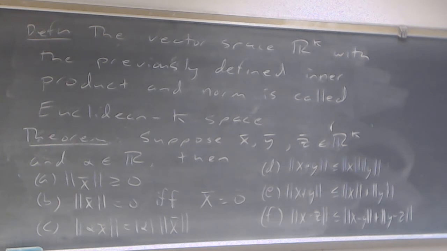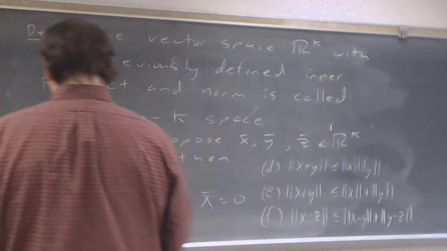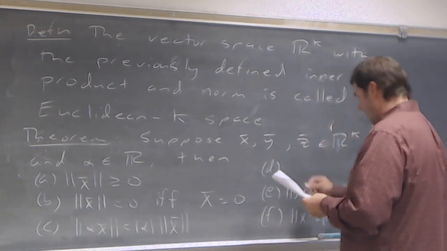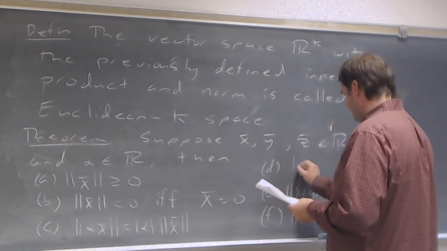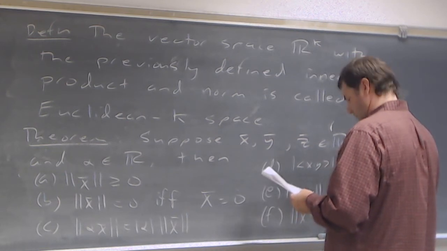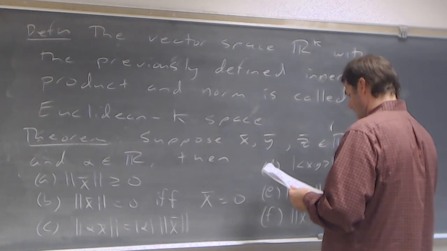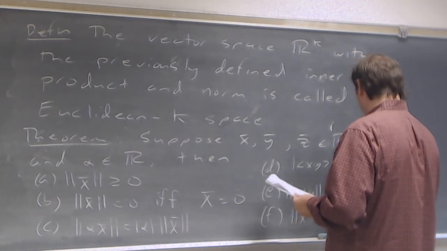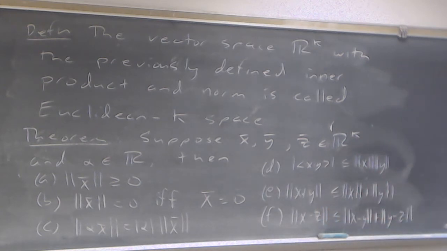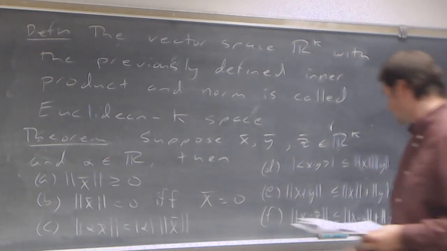Okay, I didn't write this down as well as I would like to. There was something that was bothering me about D. And here's what it should say. It should be, I believe, the absolute value of the inner product of x with y is less than or equal to the norm of x times the norm of y. That's what it should have said. Sorry, so I had something incorrect.